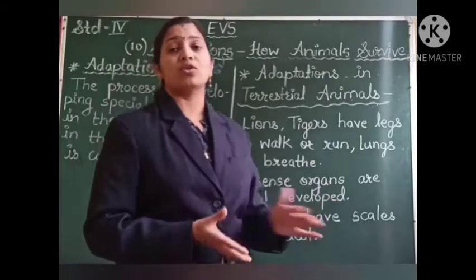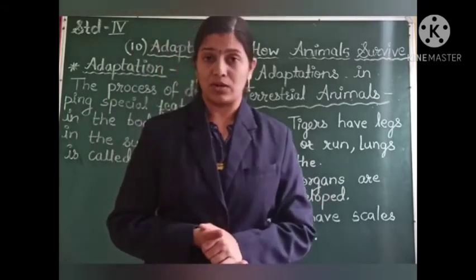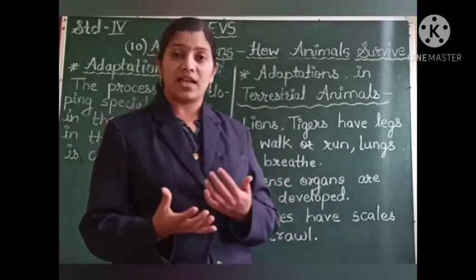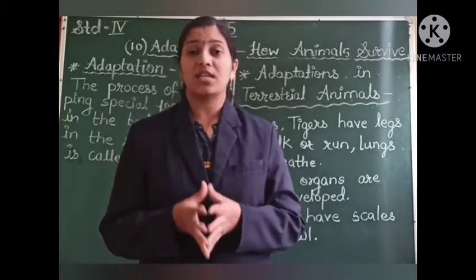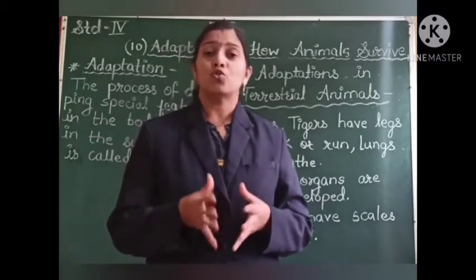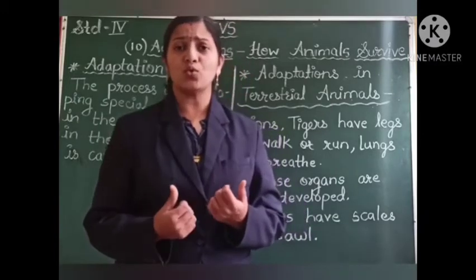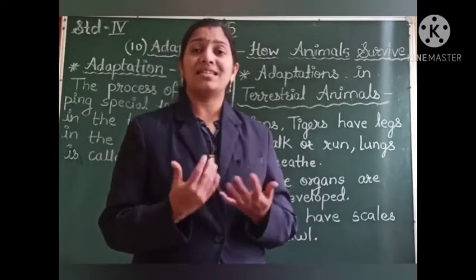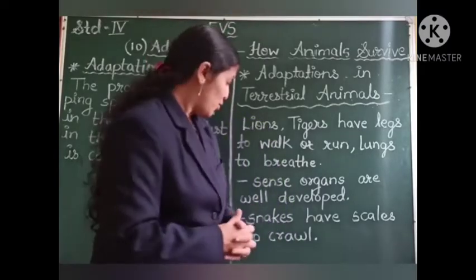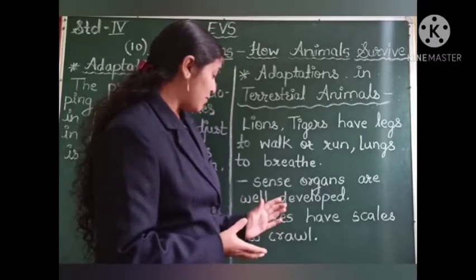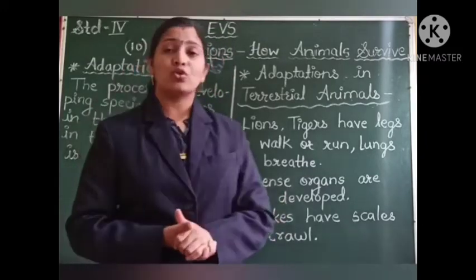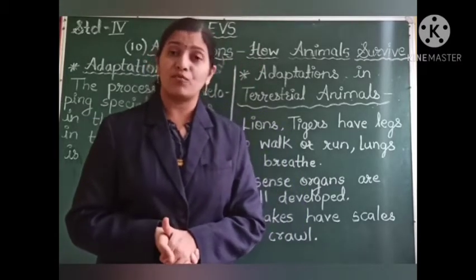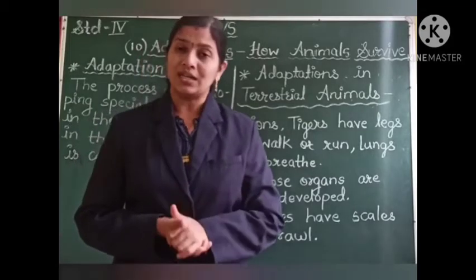Also the sense organs of these animals are very well developed, because animals like lions and tigers have to catch other animals for their food, and that is why their sense organs need to be well developed so that they can easily get to know about any animal moving around them, or about their prey. Okay, the next land animals we are going to talk about are snakes. Snakes do not have legs, but they have scales on their body with the help of which they crawl, they move on the land.